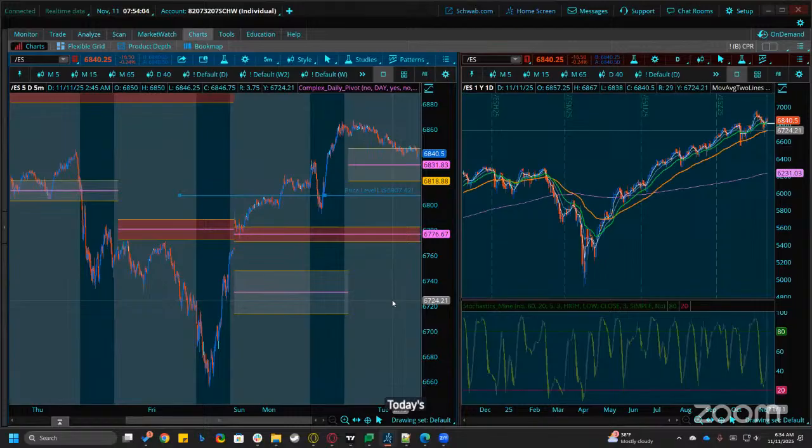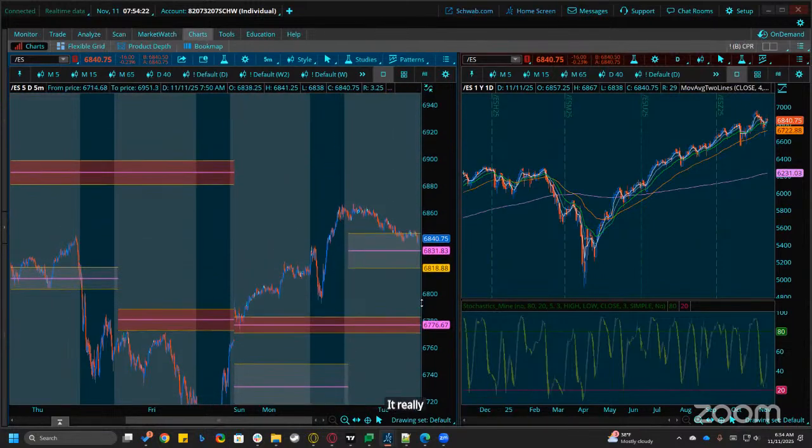Today's floor pivot is higher than yesterday. That's bullish. Price opened above it. That's also bullish. We're still above the weekly pivot, obviously. And we have a missed daily pivot so far. It really looks like it wants to get there, though.